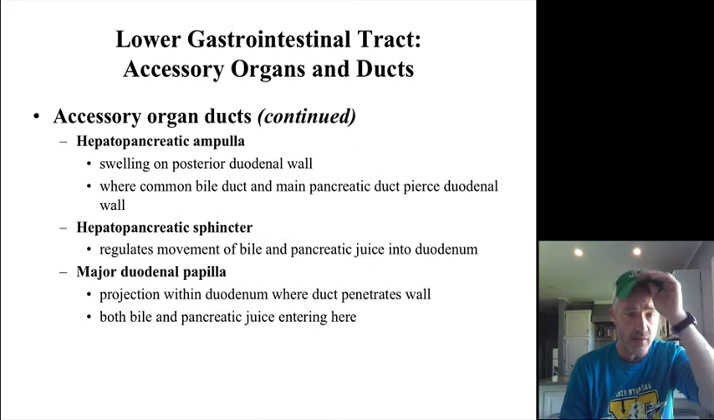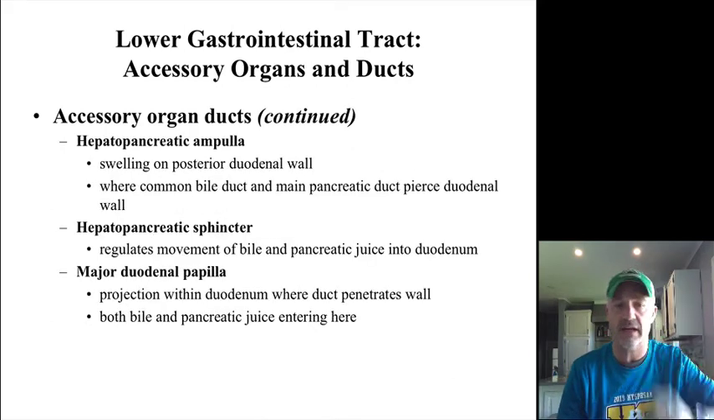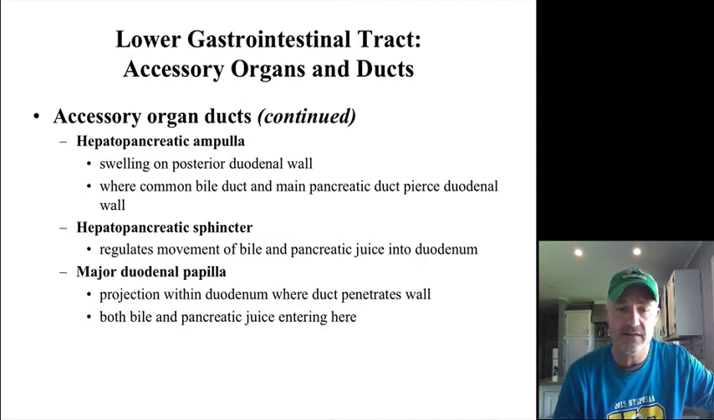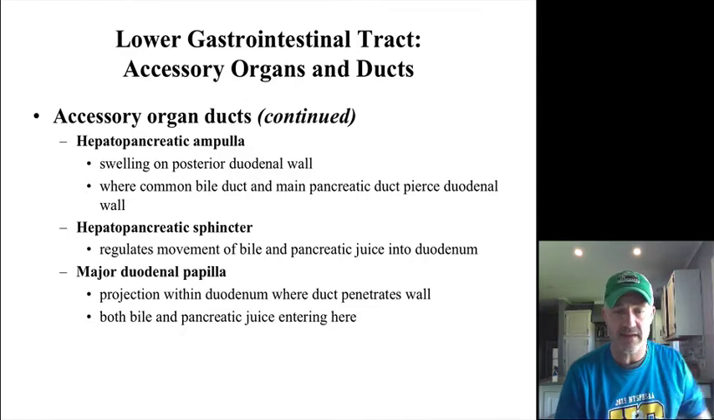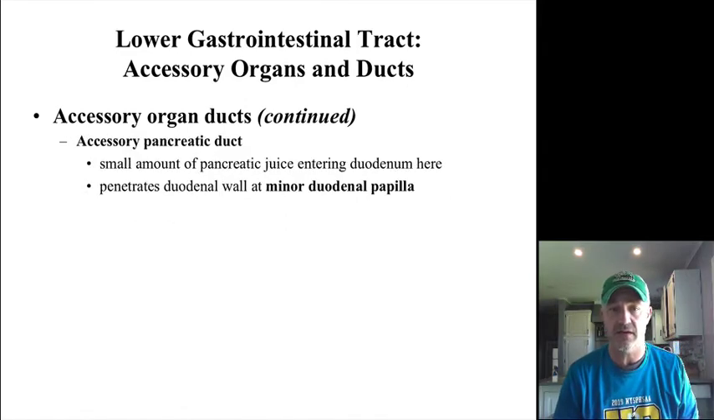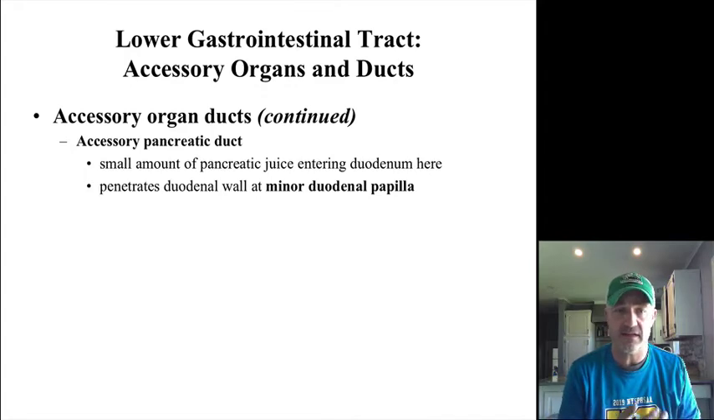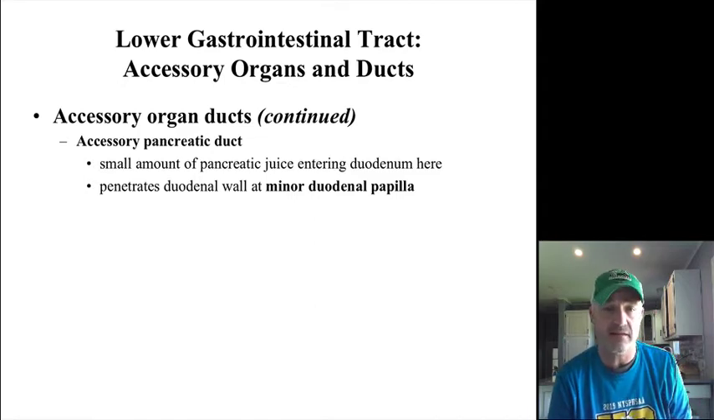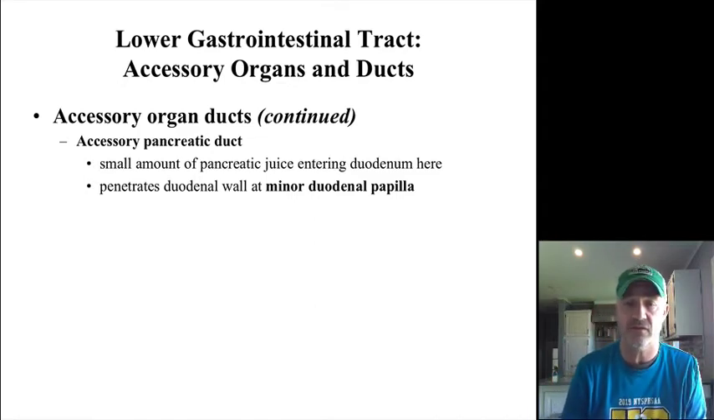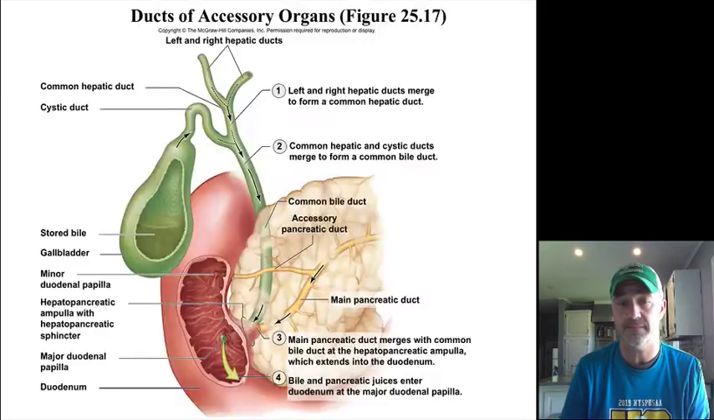It goes through a little opening on the wall called the hepatopancreatic ampulla, and there is a sphincter there that's going to regulate the flow of these materials in or out. And it makes a little bump on the wall where both, like I said, the bile and that pancreatic juice are going to enter. There is a secondary duct for the pancreas called the accessory pancreatic duct that has a smaller bump called the minor duodenal papilla that lets small amounts of pancreatic juice enter the duodenum separately.